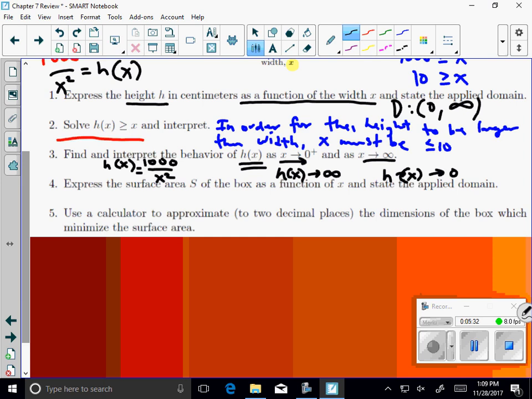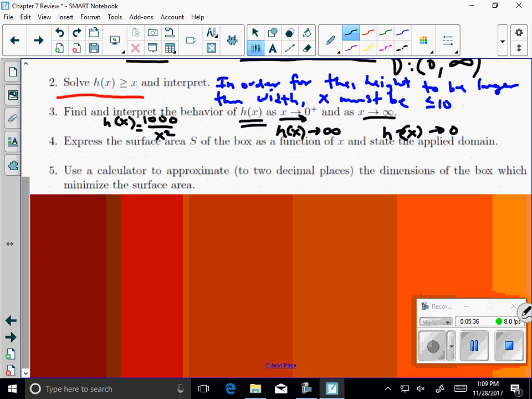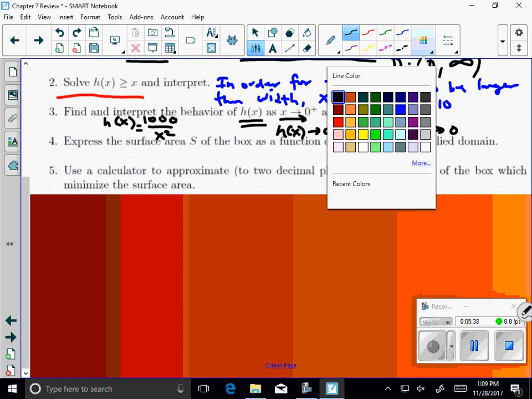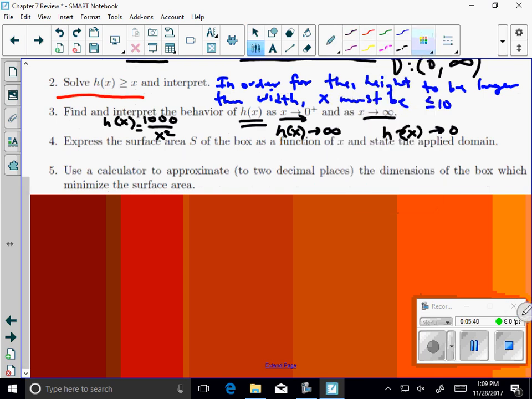Okay. Express the surface area. Oh, gosh. Here we go. Okay. Let's talk surface area. Okay, so let's talk about the surface area of this box. I teach geometry, so I'm actually decent at these. Okay, this would be 1,000 over x squared.